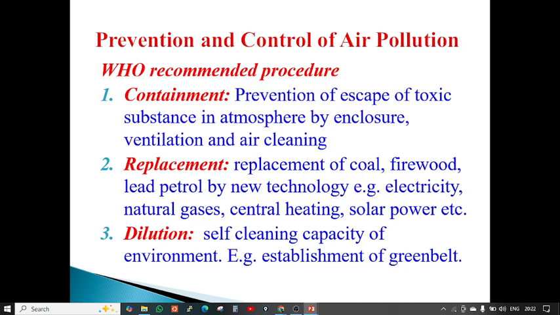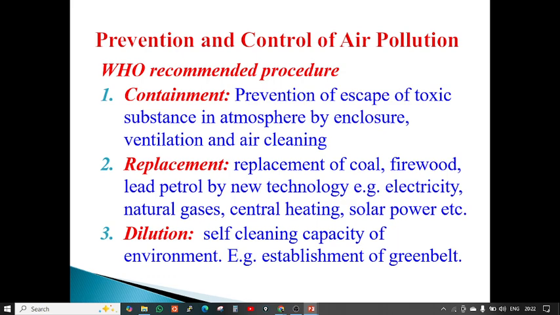So next is prevention and control of air pollution. In order to save your health from air pollution, similarly to yesterday, when we studied the WHO recommendations for water, WHO also recommends some procedures, some permissible limits, and some points in order to save your life from these pollutants. So what are the points?